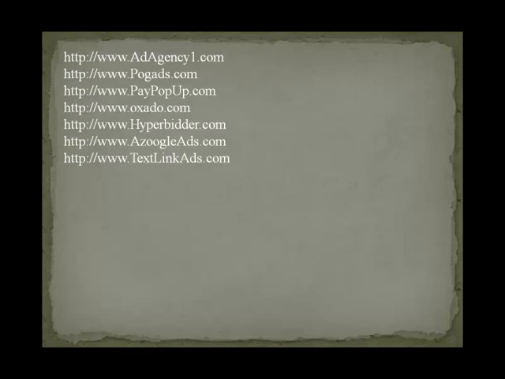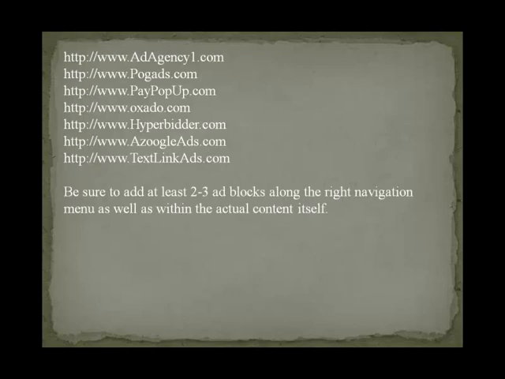TextLinkAds.com. With TextLink ads, you feature groups of advertisements on your blog in a similar method that you do with AdSense. You are paid every time a visitor clicks on a link, regardless if they purchase anything from the advertiser or not. Once you have determined the advertising network that you are going to integrate into your blog, be sure to add at least 2 to 3 ad blocks along the right navigation menu, as well as within the actual content itself.